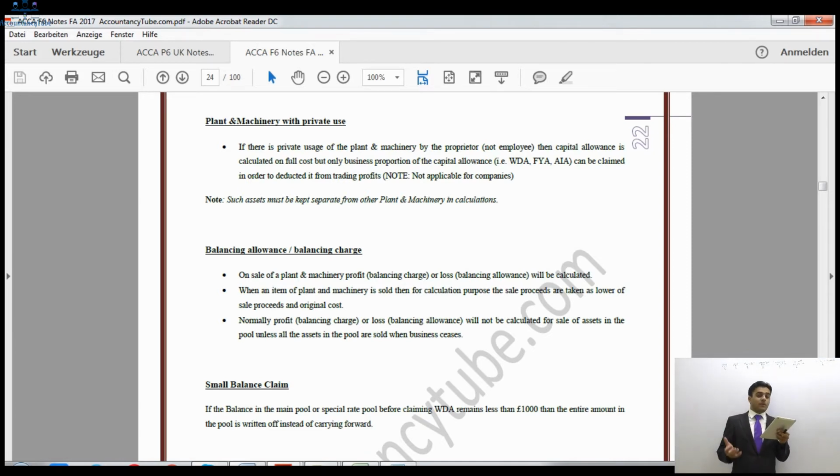Now it is explaining what are features integral to the building. Electric and lighting system, cold water system, space and water heating system, power system of ventilation, and there are a couple more as well. Alright, so if these are given in the question, we have spent some money on these, then this will go into the special rate pool. And remember, annual investment allowance will be used first against the special rate pool and then against the main pool.